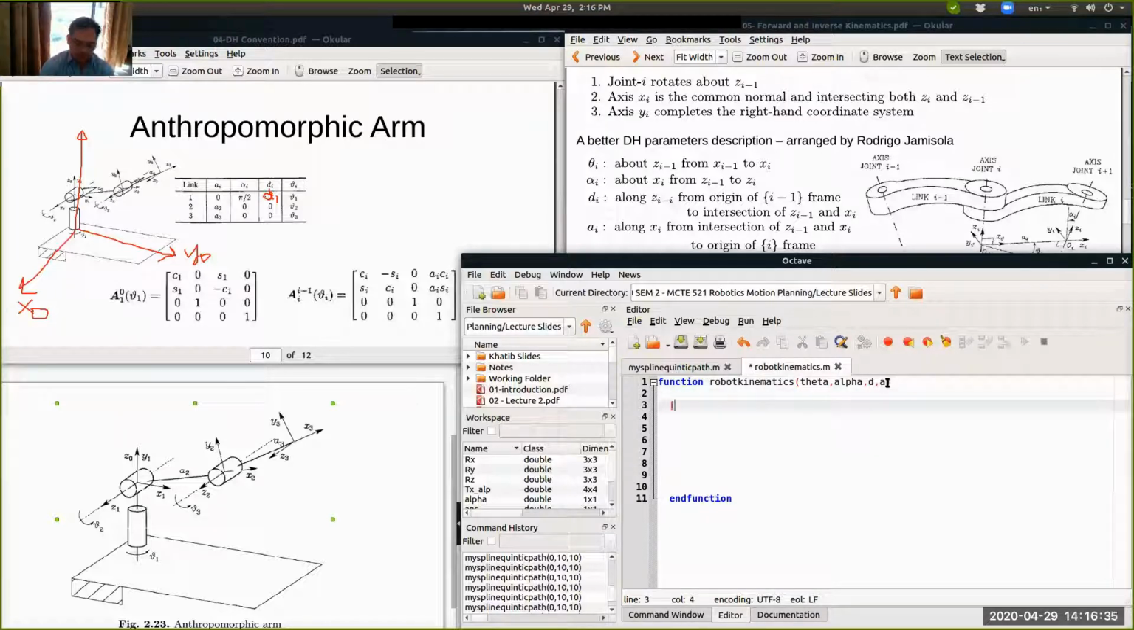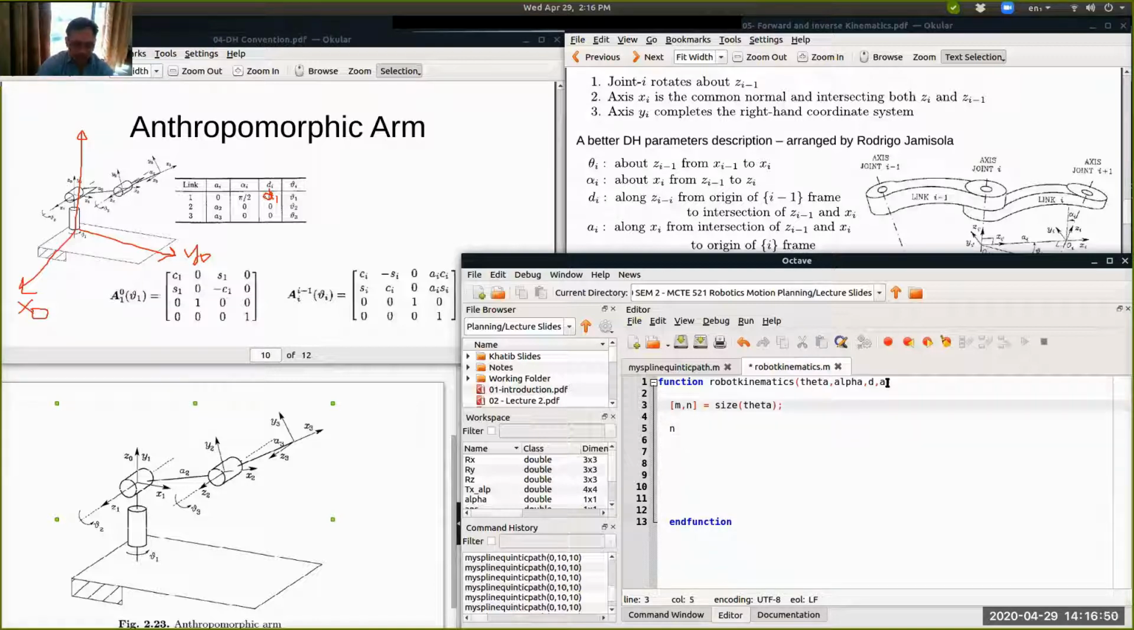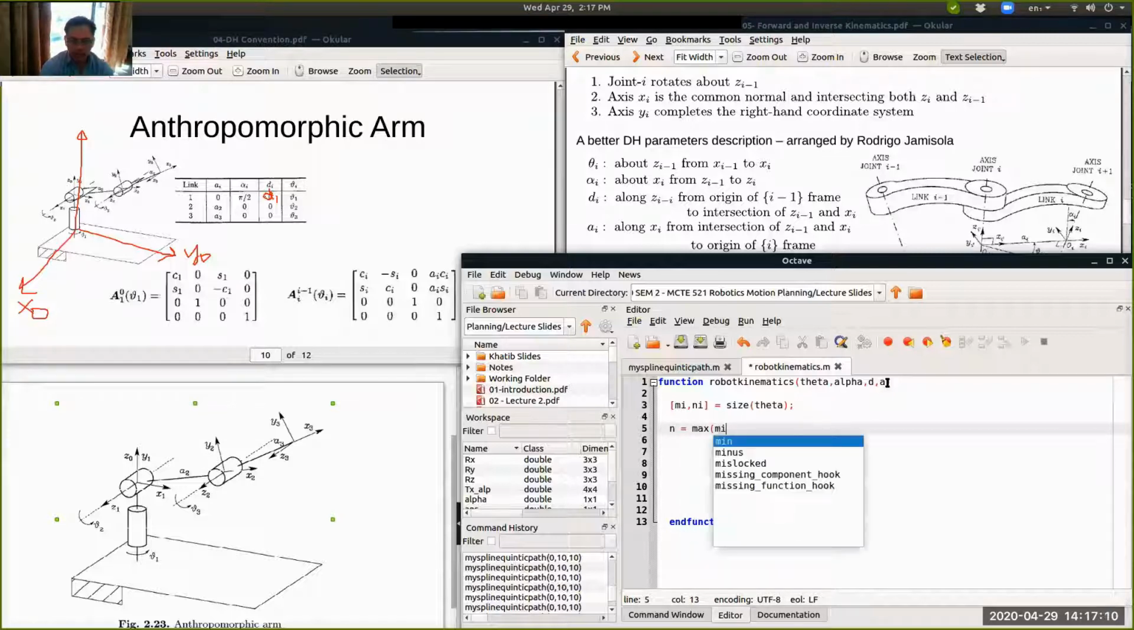So let's first see M and N, the size of the robot that we give, and so we just say theta. Okay, we'll just accept 1, and then we get n to be, maybe mi and ni. So the number of joints will be n, and links, or maybe just n so that we can easily, and then it will be the maximum of mi and ni.